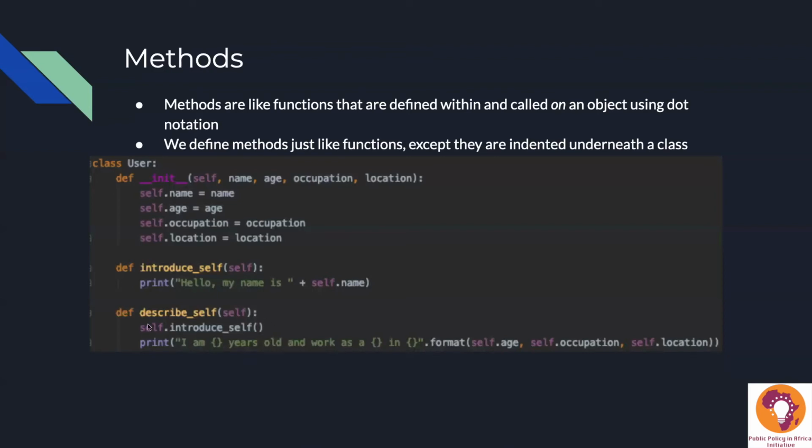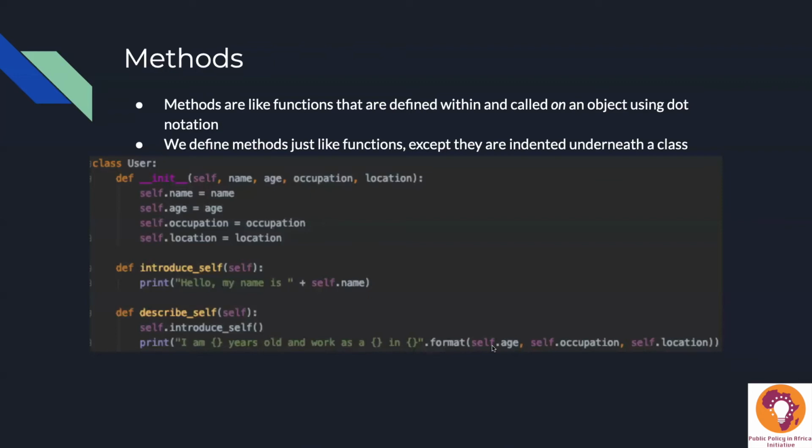So the current object that we're referencing when I call describe self, we want to invoke the introduce self method of that object. So that's going to output hello, my name is, and then whatever the name of the current instance of the object is. And then it's also going to print I am blank years old and work as a blank in blank. And string formatting is something we talked briefly about last week. If you missed last week's lecture, please go back and check that out. It's going to be very important for understanding classes here.